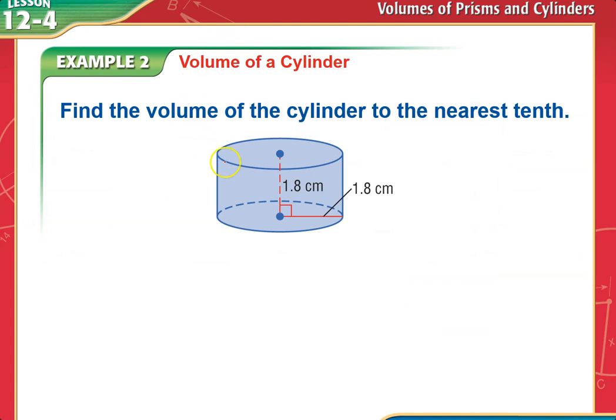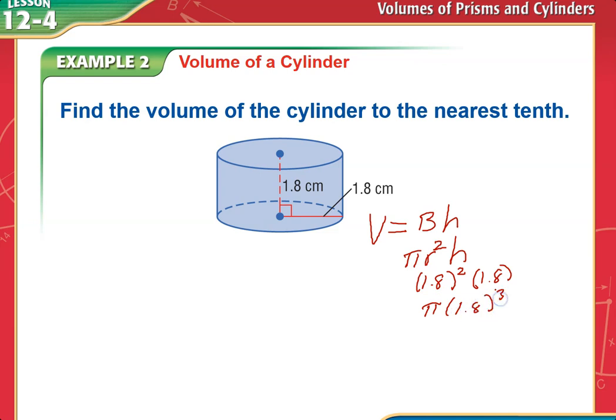Alright, so we're going to use volume equals base times height, where the base, remember, is pi r squared, and then height. Well, my radius, it looks like, is 1.8 centimeters. So I'm going to take 1.8 and I'm going to square it. And then my height also is 1.8 centimeters. So it looks like we're going to have 1.8 cubed times pi. So pi times 1.8 cubed.